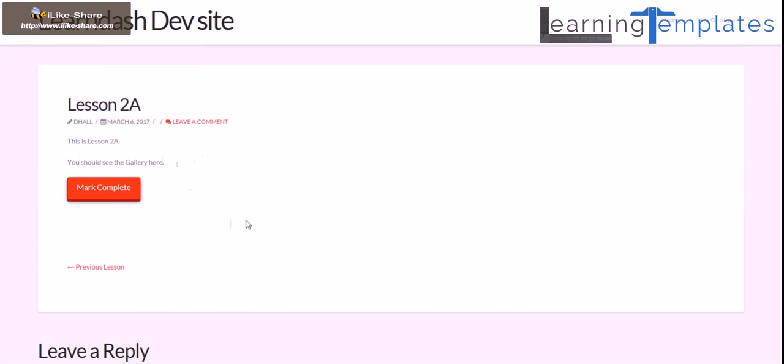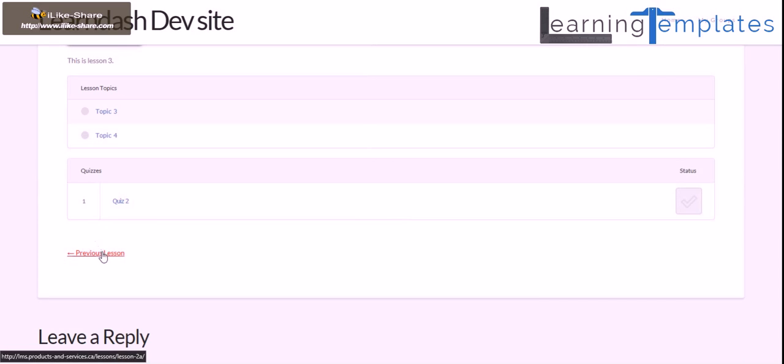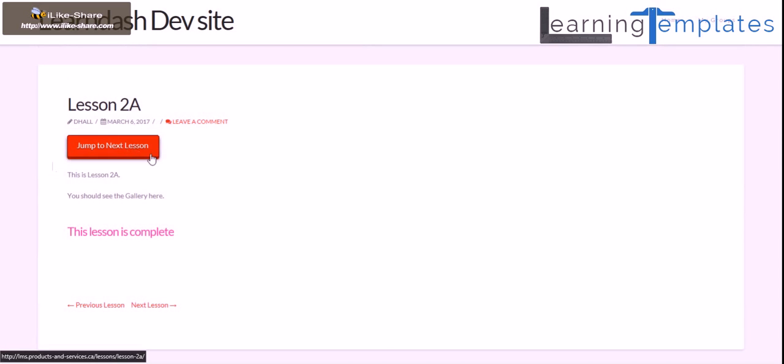Here I would typically have a photo gallery related to the uploads. That's another one of my plugins, but I'm not exercising that here. This is for MarkComplete only. There are no dependencies to lesson 2A, so as soon as I mark the content of the lesson complete, it jumps to lesson 3. If I go back to lesson 2A, it says it's completed, and we jump to the next lesson.